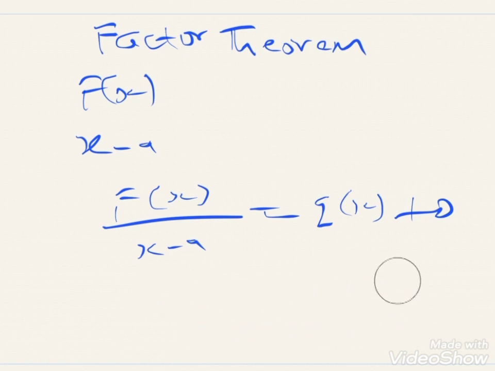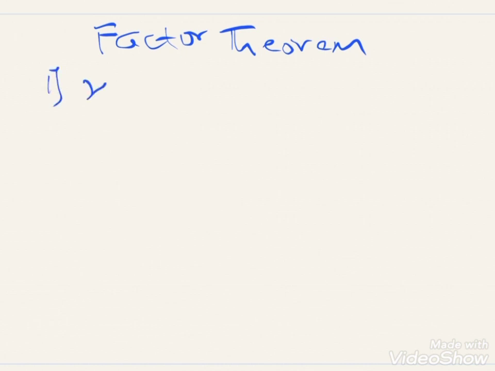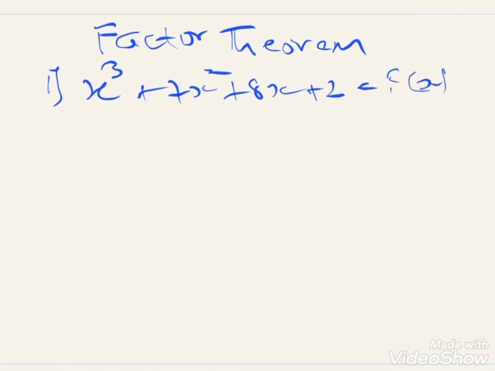Now, since you understood this statement, let us use two instances to back up our argument. The first example is x cubed plus 7x squared plus 8x plus 2 equals f of x. Do you see that we are not given the linear factor that we can use to divide this? Now, how do we look for the linear factor?